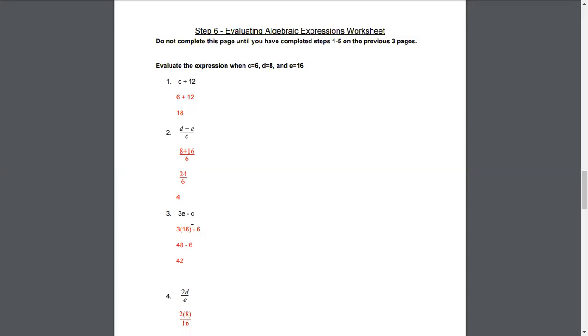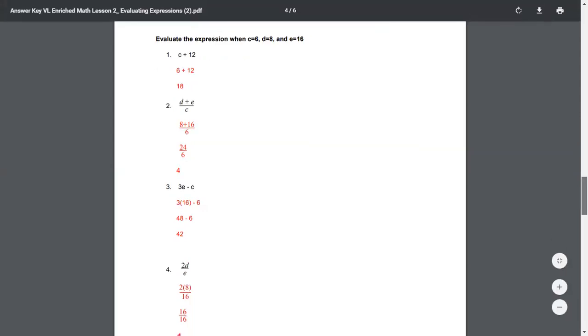Number 3, 3e minus c. We know that when we have things next to each other in math, that means multiplication. That coefficient 3 means 3 times whatever e is, which gives us 48 minus 6 for a final value of 42. And if you look at it in red, we see each of those steps.